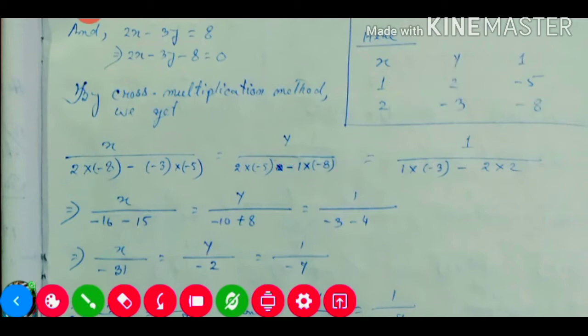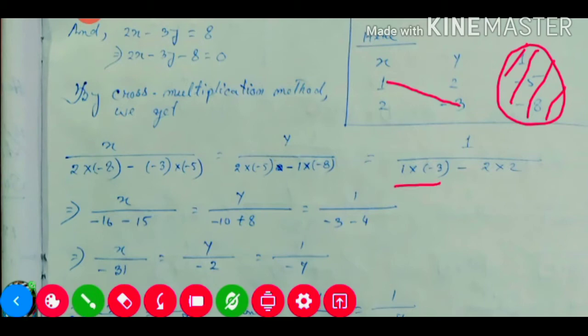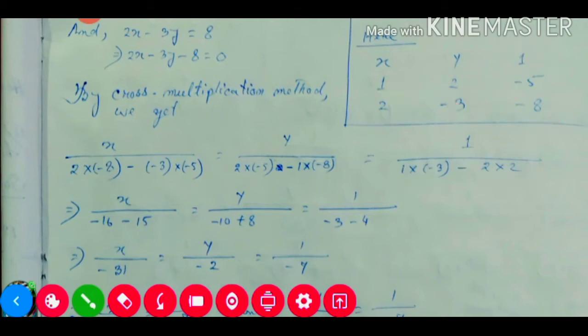Now for the 1, this one we need to find out. For this reason, we will omit this column. Same as before, top 1 into down 1, that is 1 into minus 3, then a minus sign, then down 1 into top 1. So down is 2, and here it is 2, so 2 into 2. Now we multiply this.